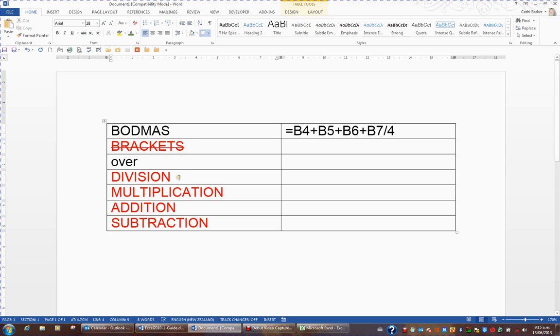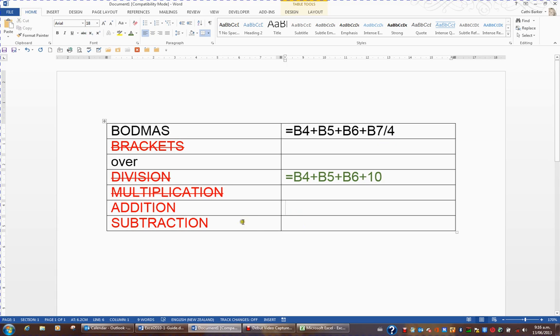Excel will then look for division. So when you enter this formula and you press enter, what Excel does is it completely ignores the addition, slams on the brakes, and works out the division first. So in actual fact, you have equals B4 plus B5 plus B6 plus 40, which is in B7, divided by 4 is 10. So now it considers the division to be done. Excel would then look for any multiplication, and there isn't any, so that's done also.